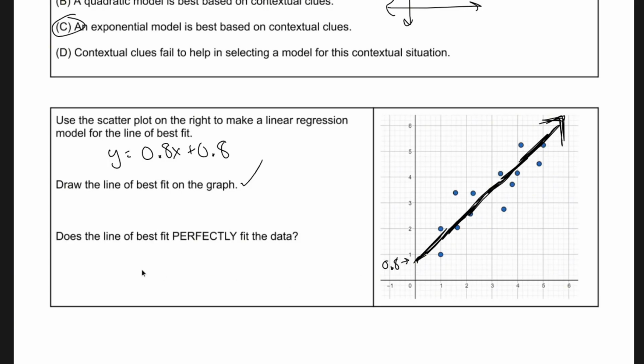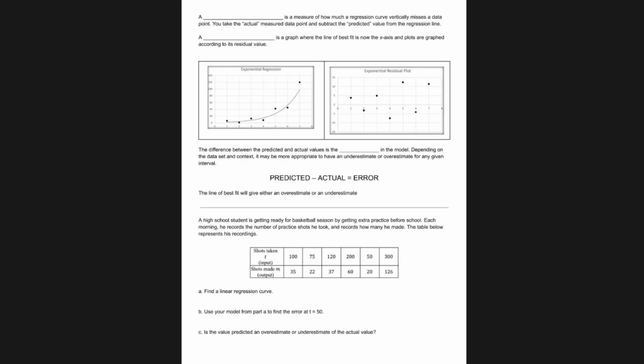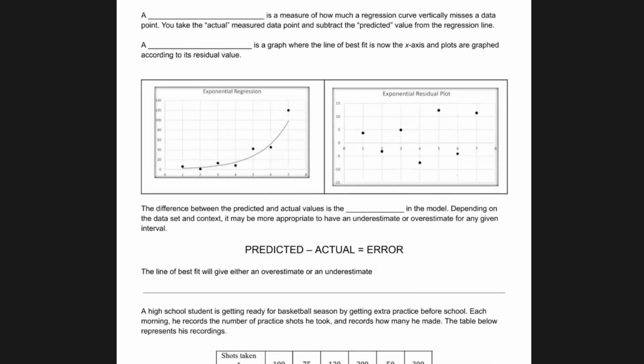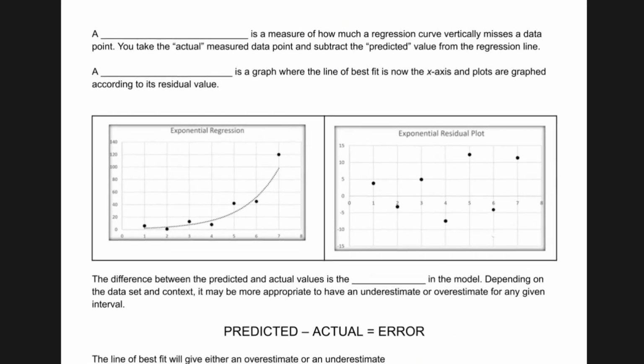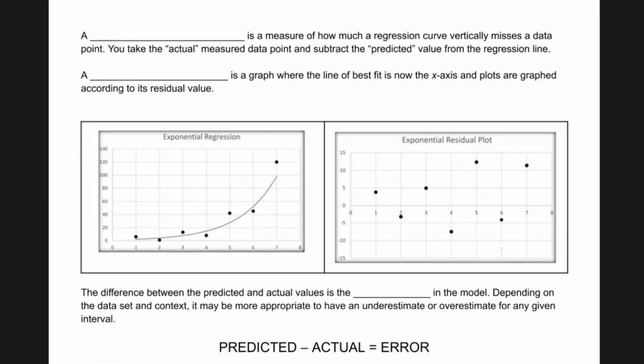Does the line of best fit perfectly fit the data? No, it never will if they're scattered all over the place. It's a scatter plot. Does it fit well enough where I can make accurate future predictions? Absolutely. Now that takes us to this next topic, which is unique and is not seen a lot at all.